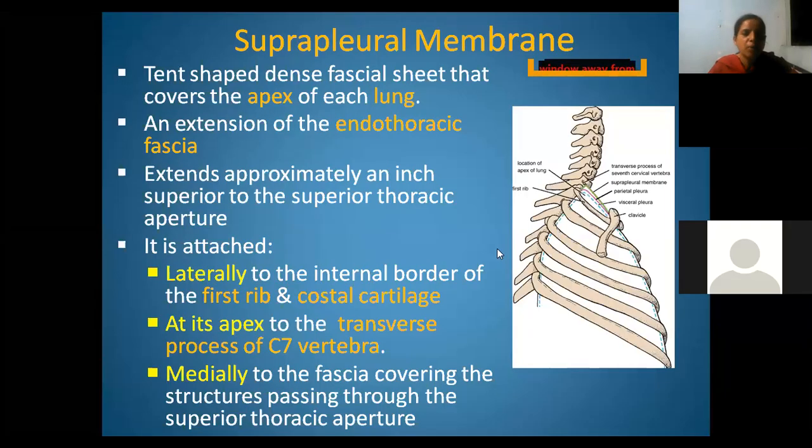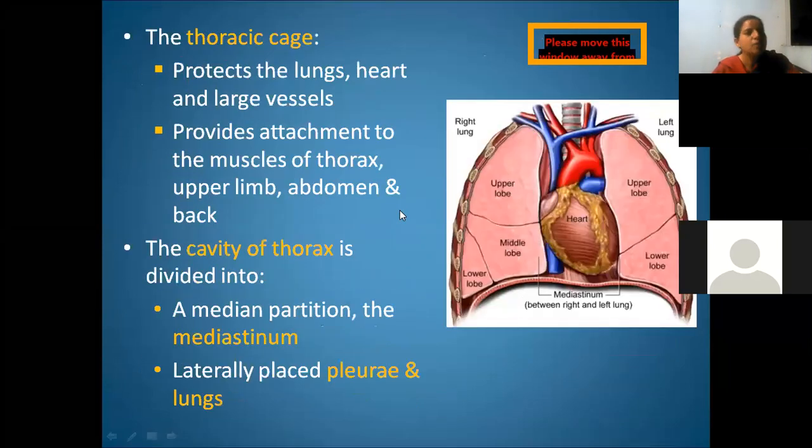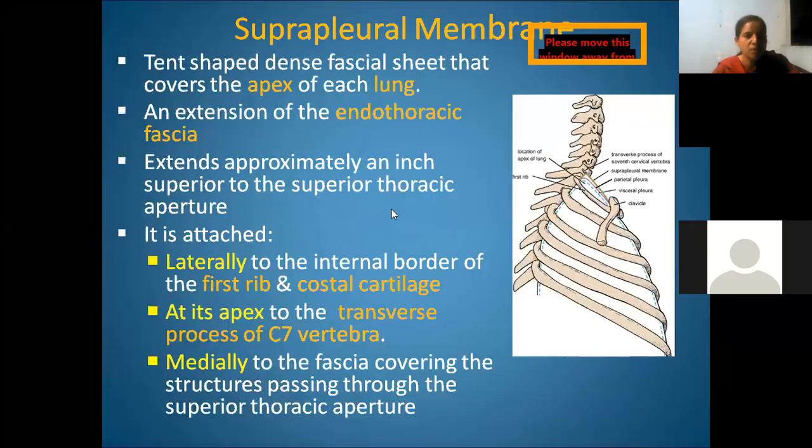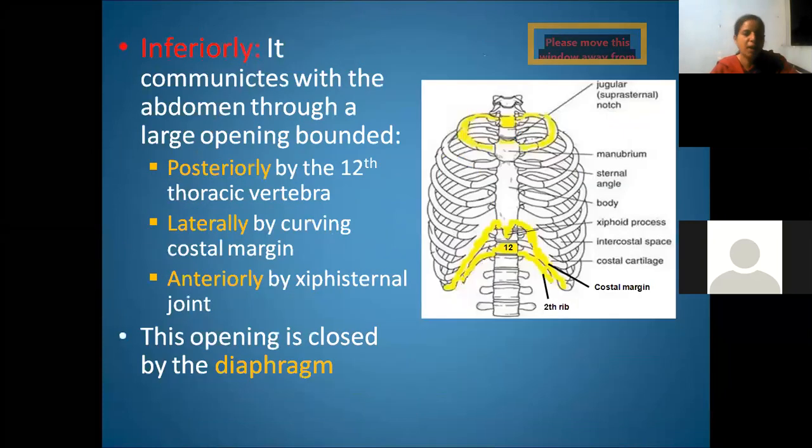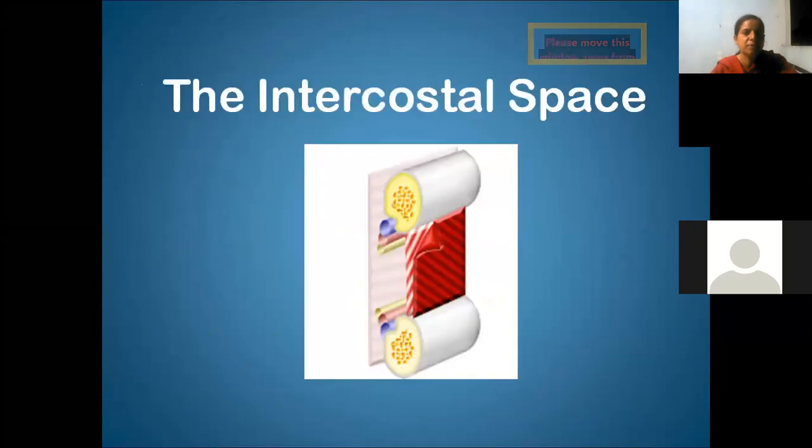We were discussing intercostal space, right? So we are finding the spaces found between the ribs. So we have 11 pairs of such intercostal spaces, right? So now let us see, what do we have there? So we have muscles, vessels, and nerves.